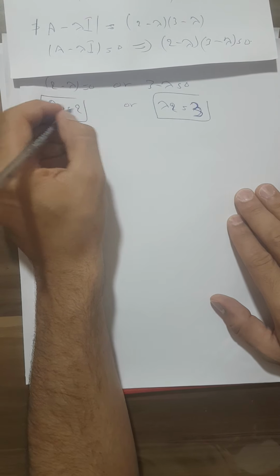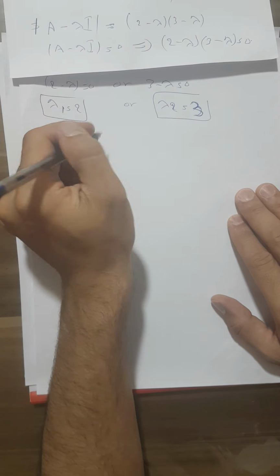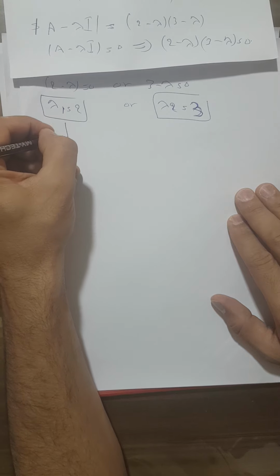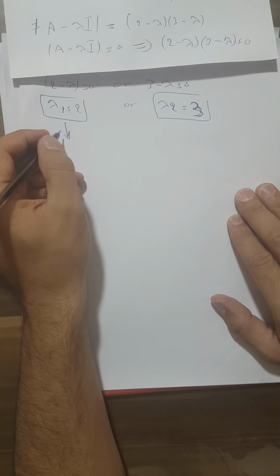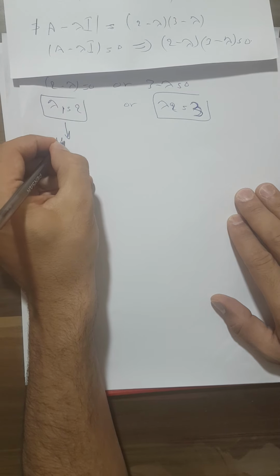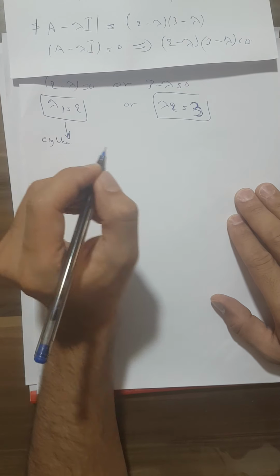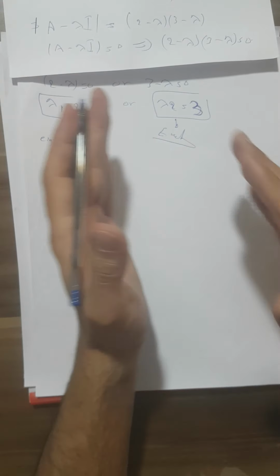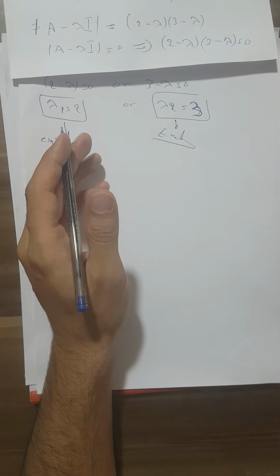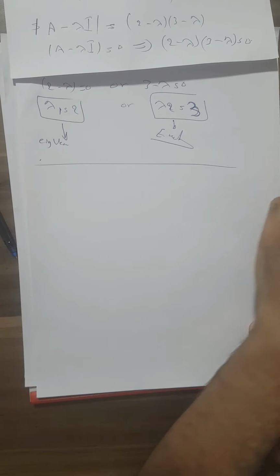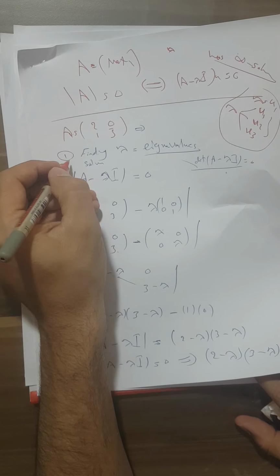Why do we call them lambda 1 and lambda 2? Because lambda 1 and lambda 2 mean we have two eigenvalues, and each eigenvalue is related to eigenvectors. So instead of mixing those together, we call them lambda 1 and lambda 2. Now, this is the first step. How about the second step?